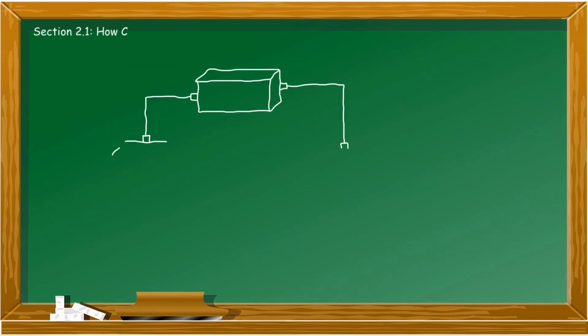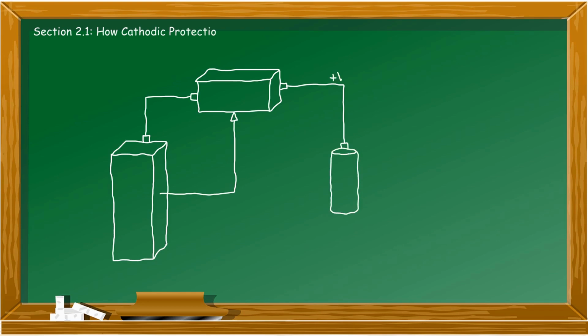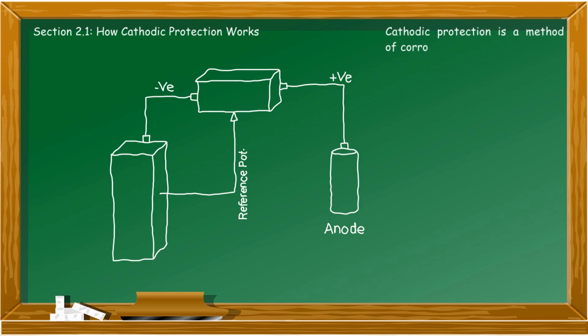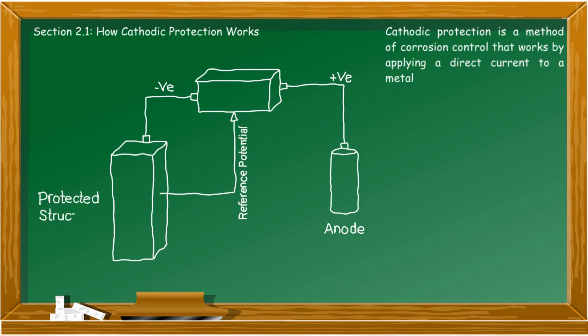Section 2.1, How Cathodic Protection Works. Cathodic protection is a method of corrosion control that works by applying a direct current to a metal surface to prevent or mitigate corrosion.